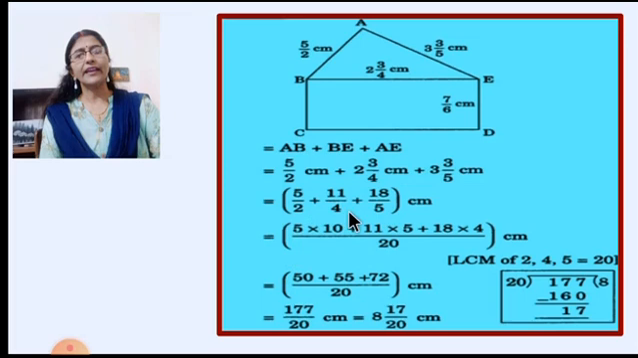Now again we have to take the LCM of 2, 4 and 5. It is not shown directly, I have written here 20. So we will get the LCM 20. You know how to find it out. So 20 we will write in the denominator.